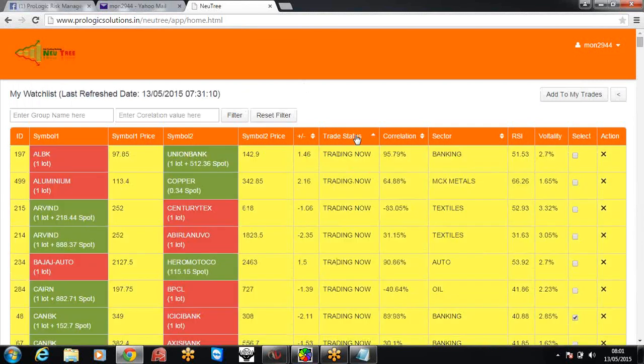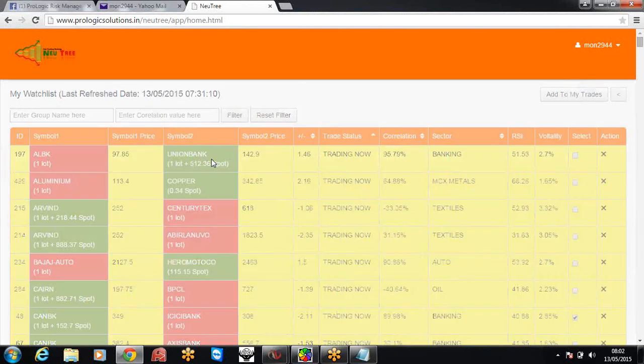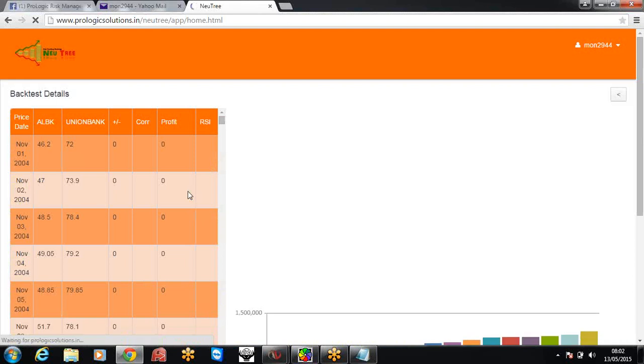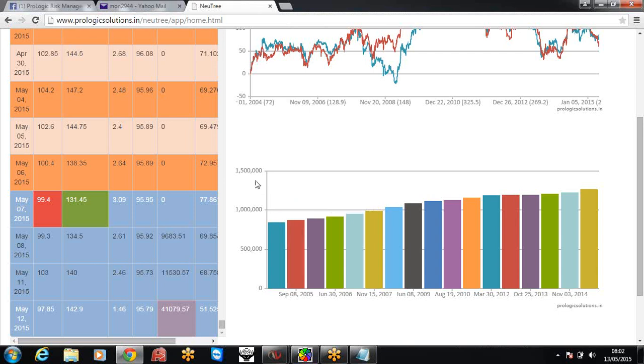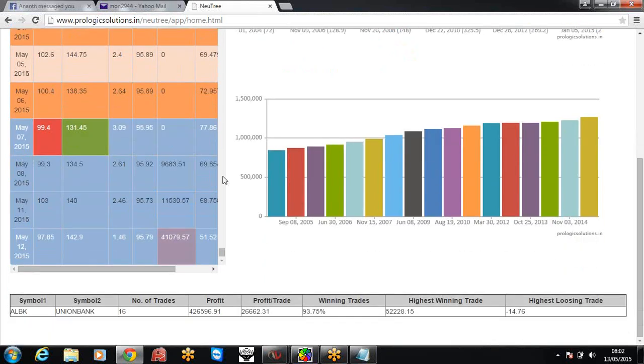But let me just show you some trades which are currently running. That is Union Bank and Allahabad Bank. So I'm just showing the latest trades, but there are many other trades which have already triggered. So this particular trade triggered on May 7th, and you can see that Allahabad Bank we had to short. So if it is red, you will short. If it is green, you will buy.